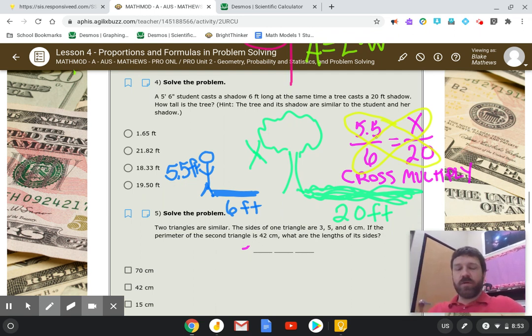You can simply Google cross multiplication if you need to see some examples. I think you guys will remember how to do that. But this is how this problem gets set up.